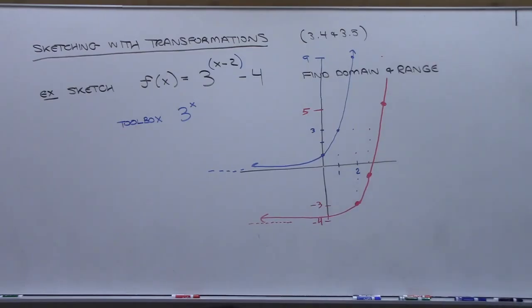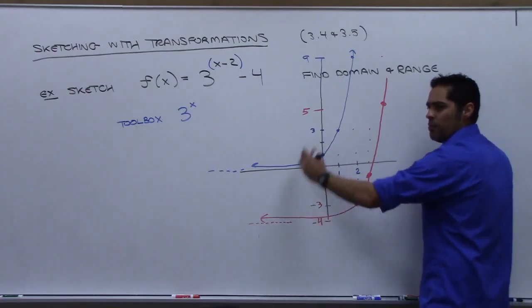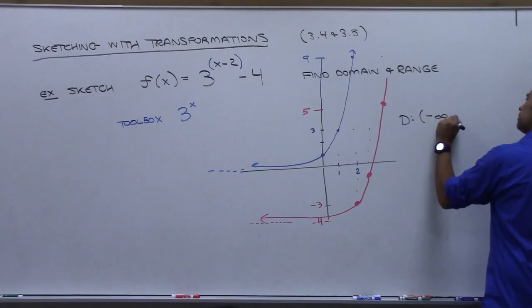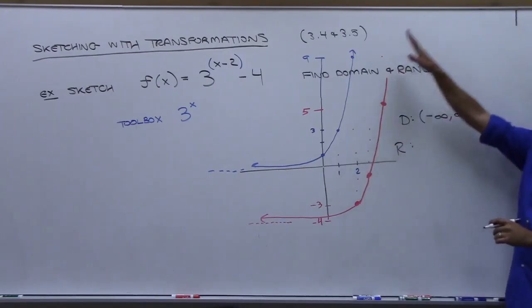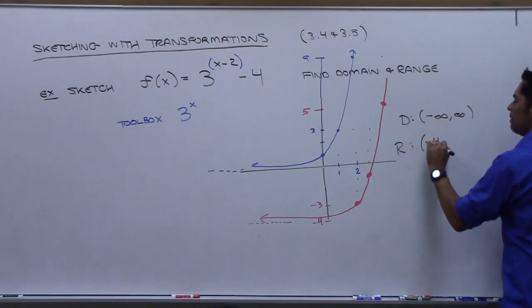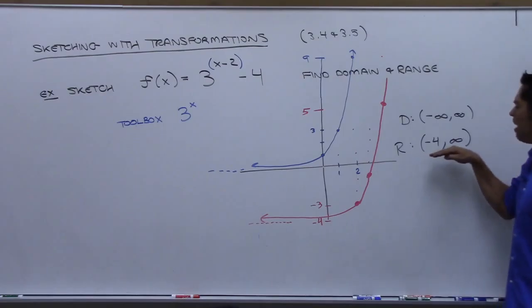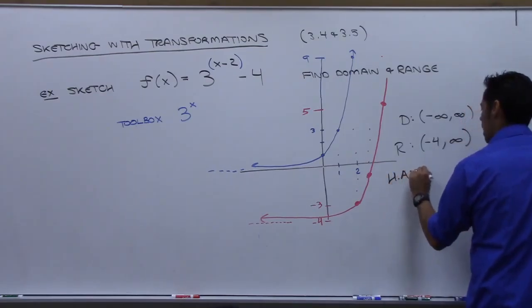What about the domain of this red one? Is it still all real numbers? All real numbers. Yeah, because for every x, there's some y that comes out. So domain is still all real numbers. The range is different, right? -4 to infinity, not including -4. And then the HA is -4. We kind of know that from here, but if you wanted to put it, you could. I didn't ask for it, but the HA would be y = -4.